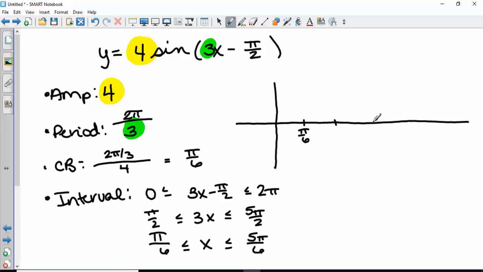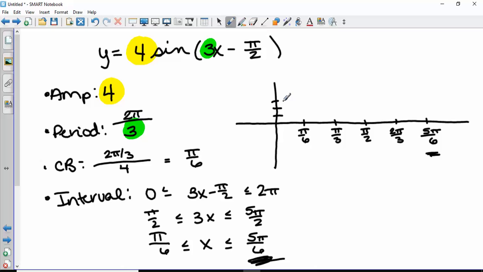We need 5 total points. And to get those, we just keep adding our count by, which is pi over 6. So pi over 6 plus pi over 6 is 2 pi over 6, which reduces to pi over 3. Plus pi over 6 is 3 pi over 6, or pi over 2. 4 pi over 6, which is 2 pi over 3. And 5 pi over 6. And we know we've done it correctly because my interval was supposed to end at 5 pi over 6, and that's my final point.